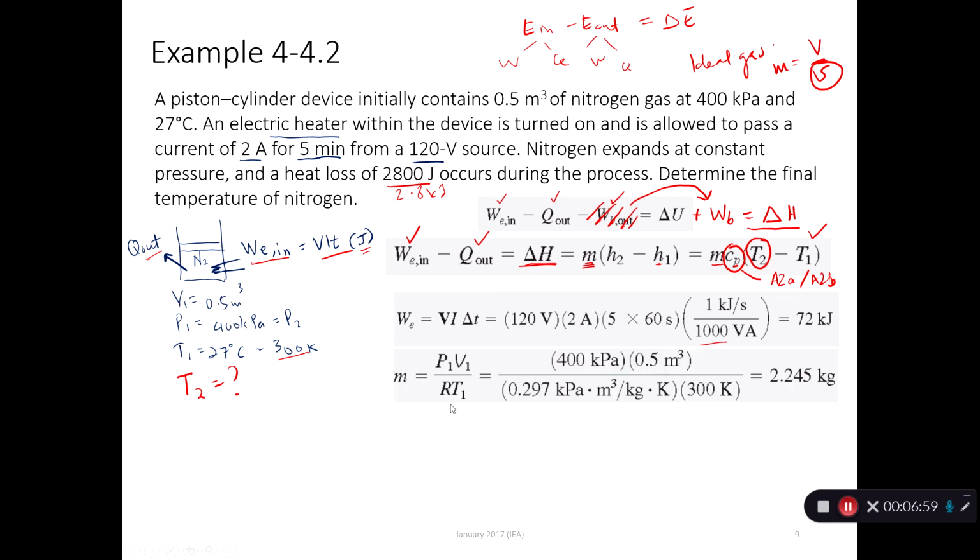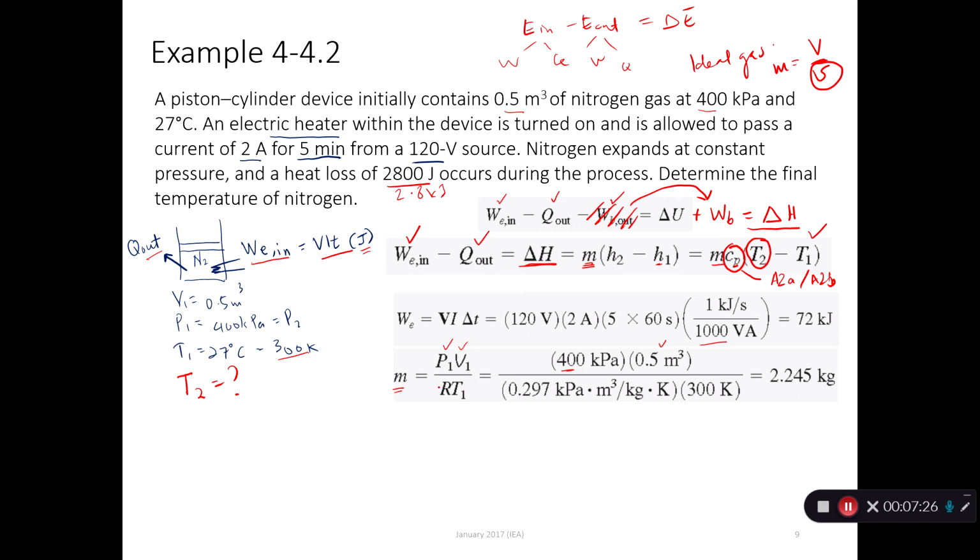Okay, of course, it's PV equals mRT. You can find m easily. The P, all these properties will be happening at a certain state. So if you choose state 1, then you can find P1 is 400, given in the question. V1 is given also here, 0.5. P1, V1. R is the gas constant.